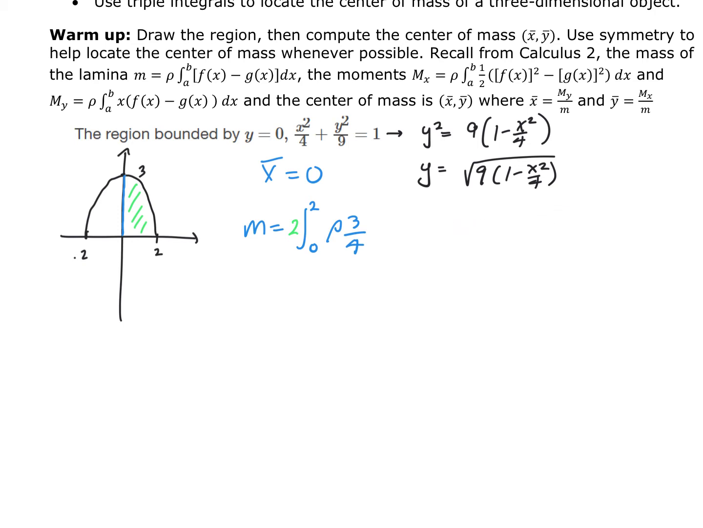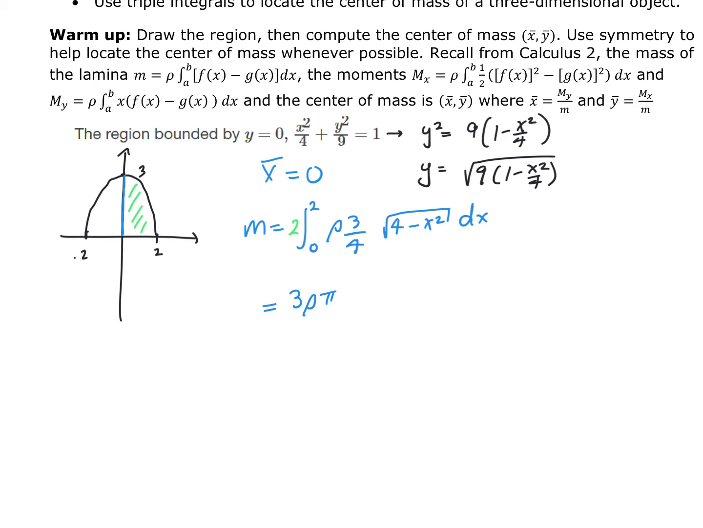And then I have my upper function. Well, my upper function is the square root of 4 minus x squared, and then minus my lower function. My lower function is 0, so minus 0, dx. All right, so let's go ahead and do the integration, and when we end up with the integration, we're going to have 3 rho and pi. That's just doing our regular integrations, however we normally do that.